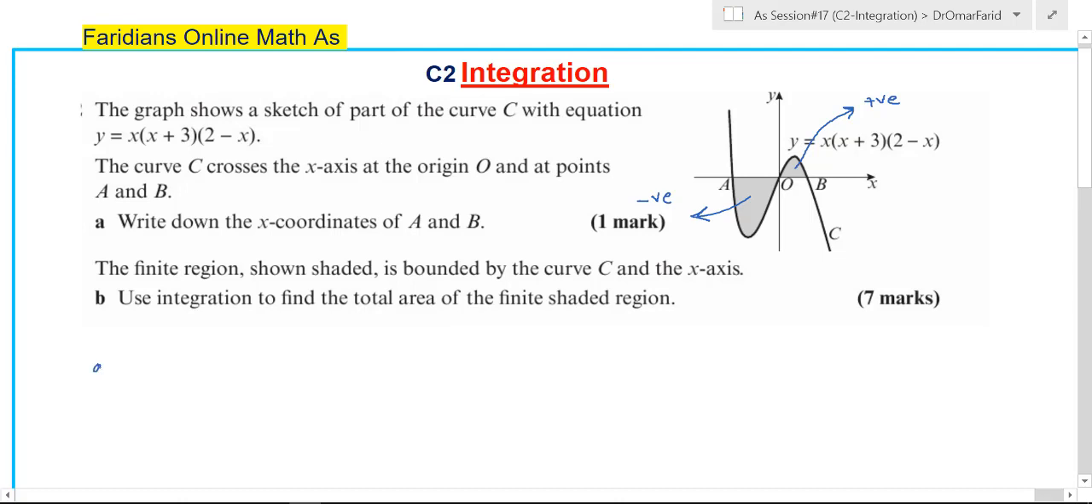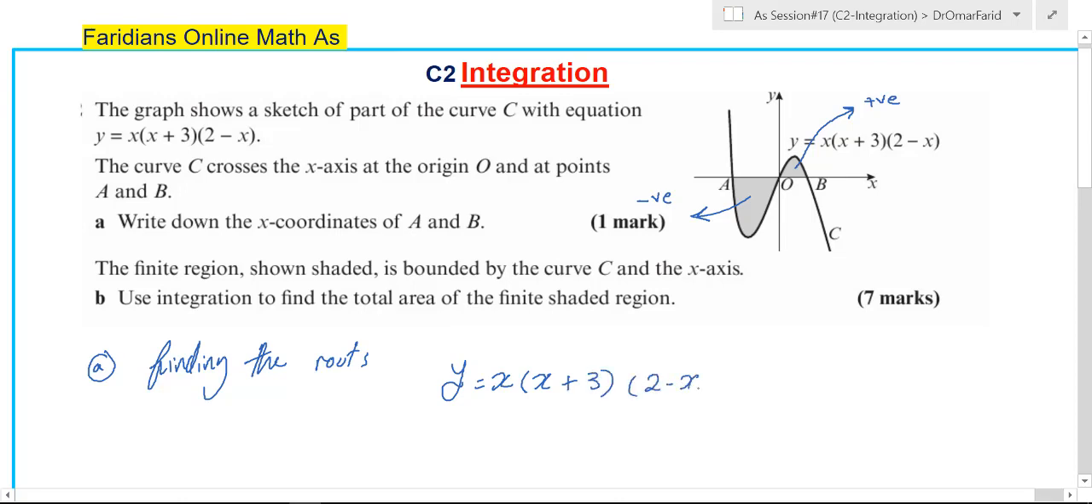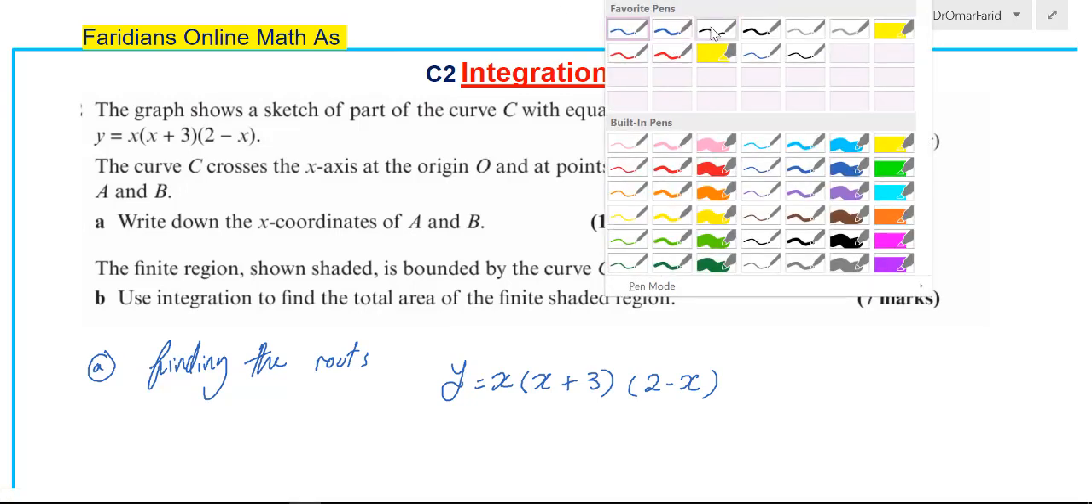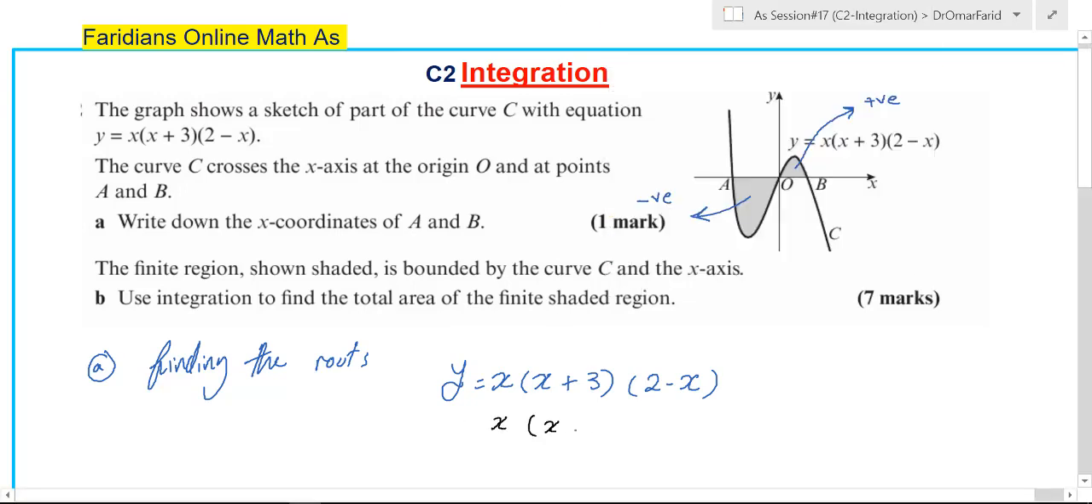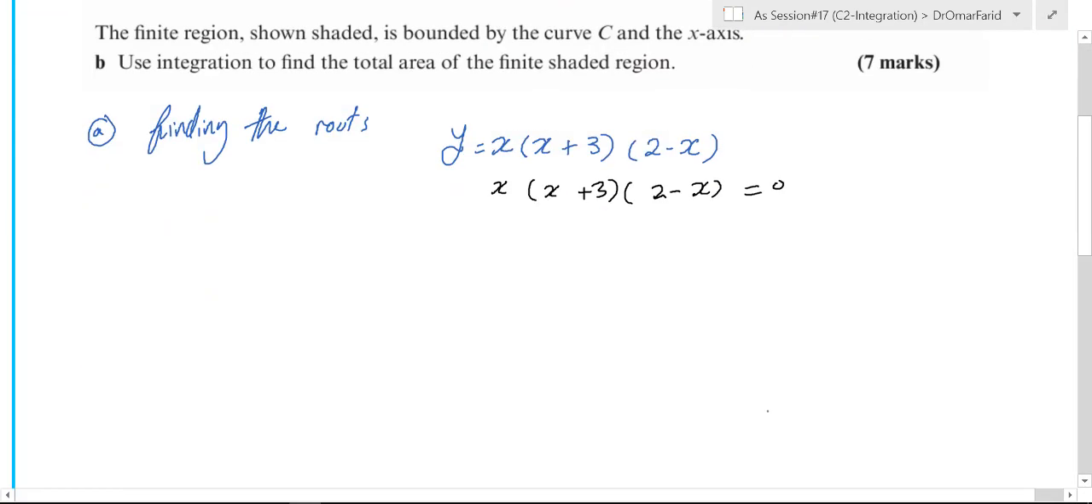First, for part A, he wanted us to write down the x coordinate of A and B. So we can get these points by finding the roots. The question gave me the equation of this curve factorized, so it will be very easy, and we know how to find the roots just by solving the equation x times (x plus 3) times (2 minus x) equals 0, and the roots will be x equals 0, or x equals negative 3, or x equals 2.